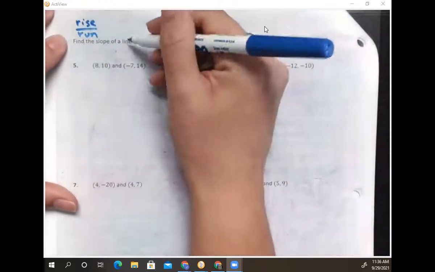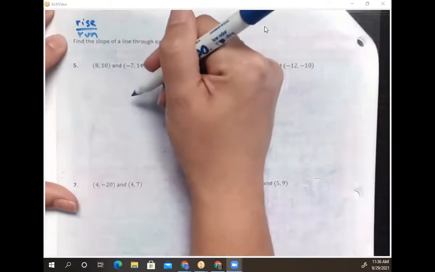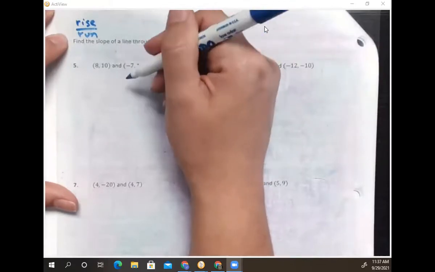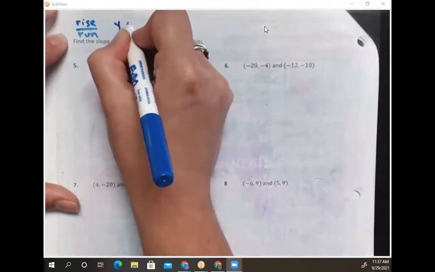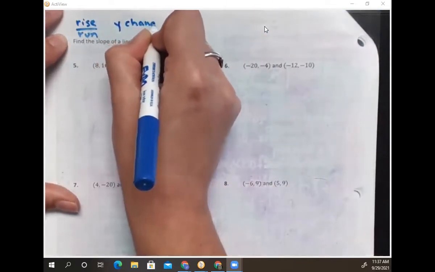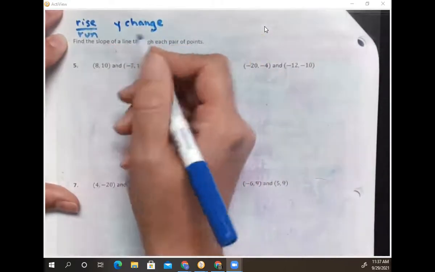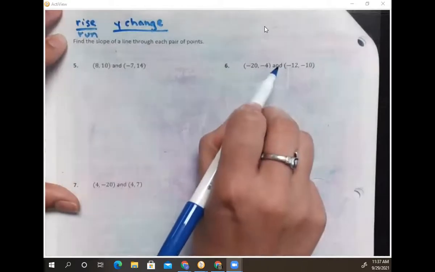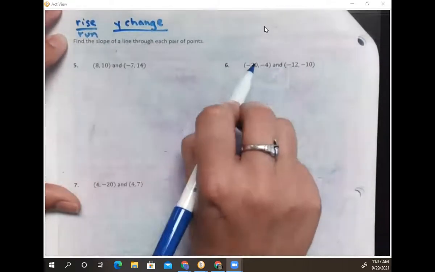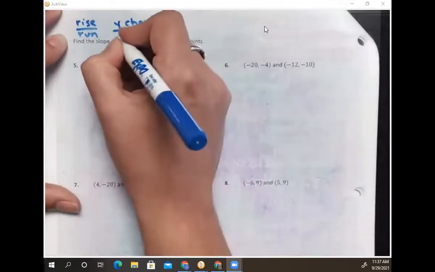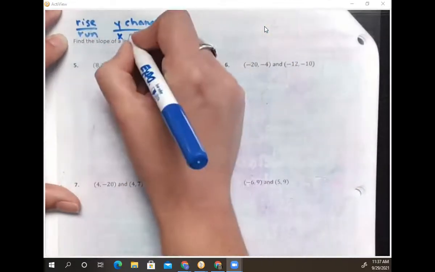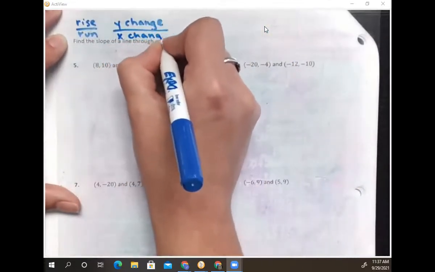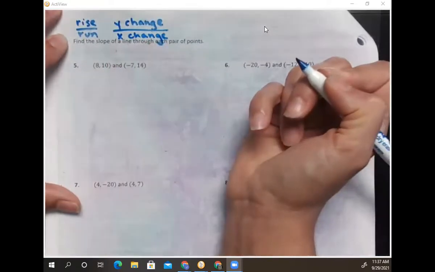Rise is the change in y, right? When I talk about rise, I'm talking about up or down. The up or down axis is the y-axis. So I'm looking at how the y changes for rise. And then run is how far I move forward, okay? The side-to-side axis, where I could look at moving forward, that's the x-axis. So I'm looking at the y change over the x change. That's where our slope formula comes from.